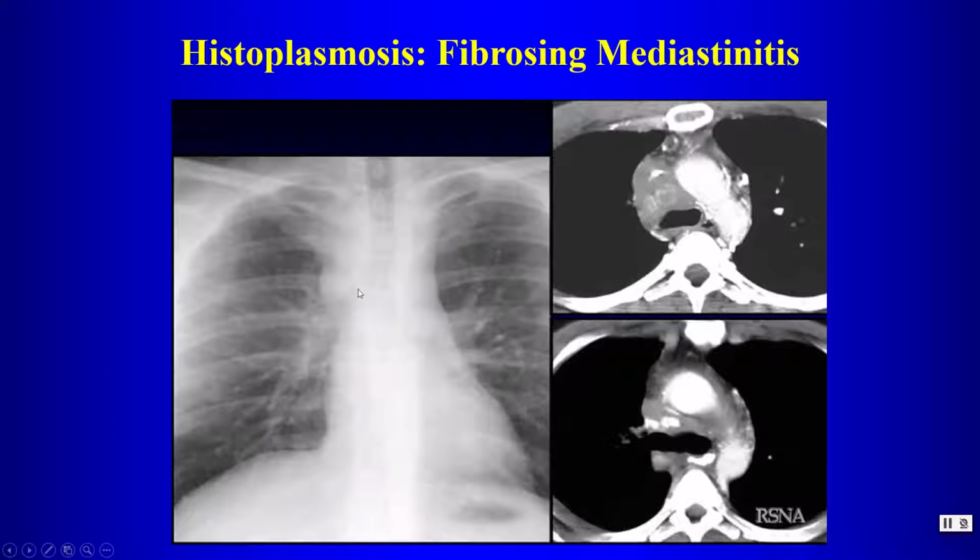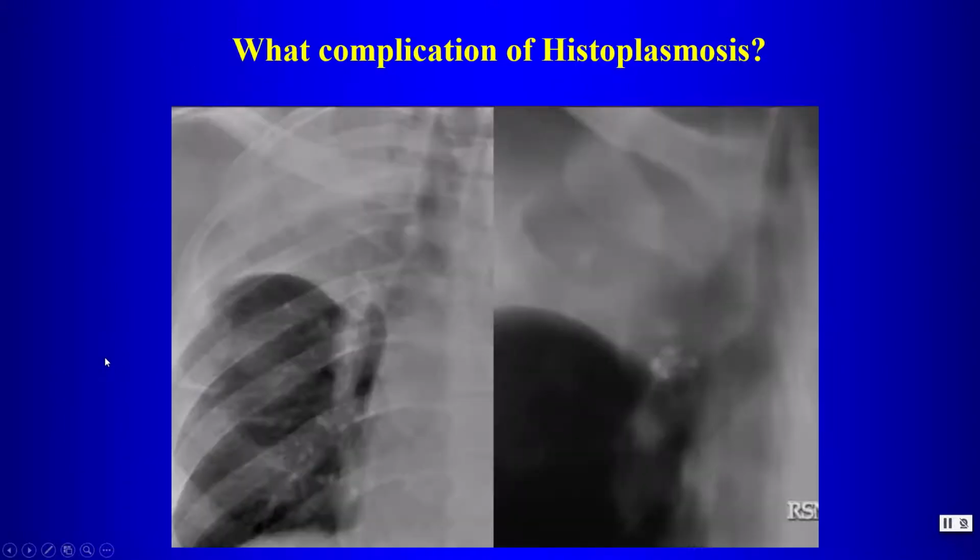These calcified nodes, you can see the right paratracheal lymphadenopathy here, and calcification of these nodes along with this fibrotic process in the mediastinum suggests that it may be post-infectious, either from histoplasmosis or tuberculosis. Now, here's another complication that can occur from histoplasmosis.